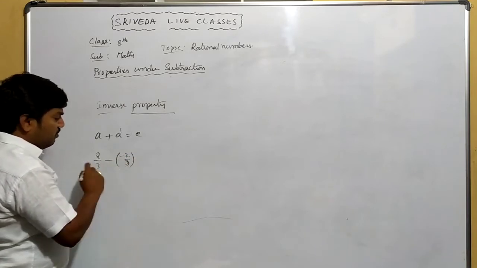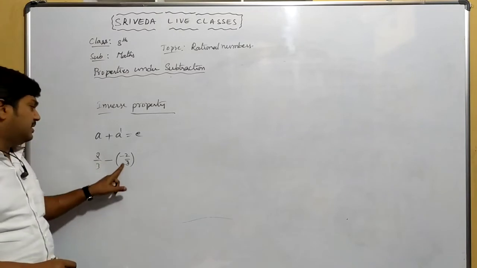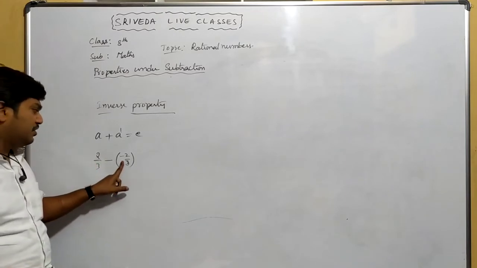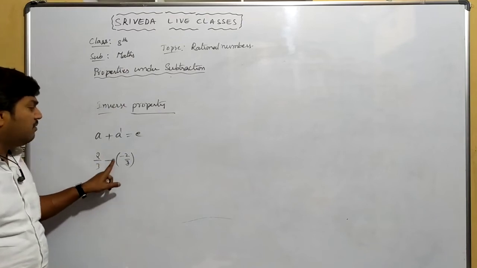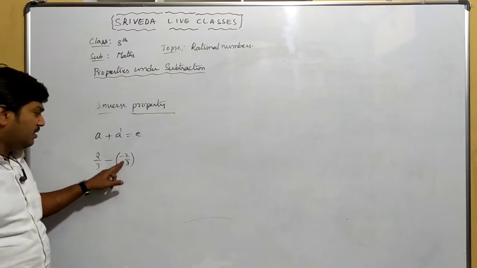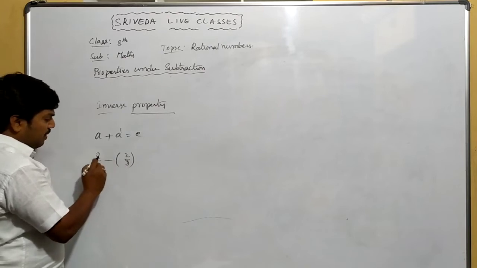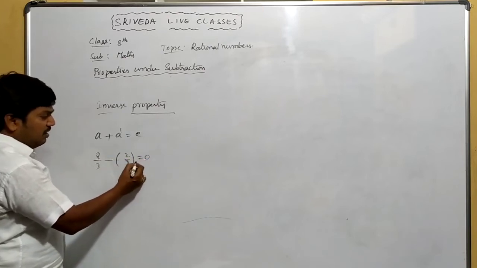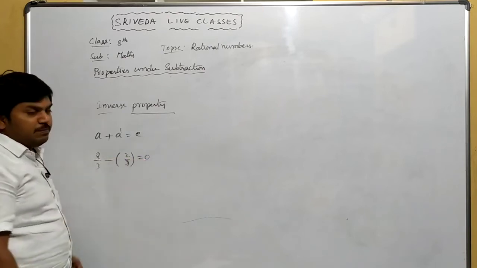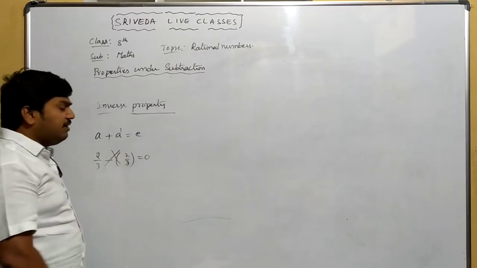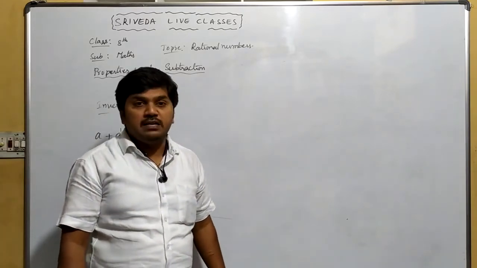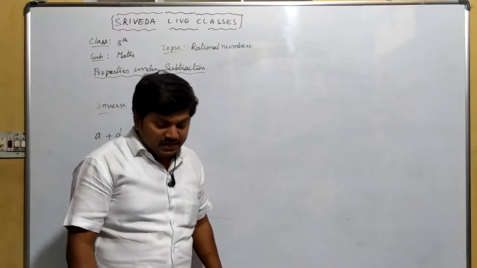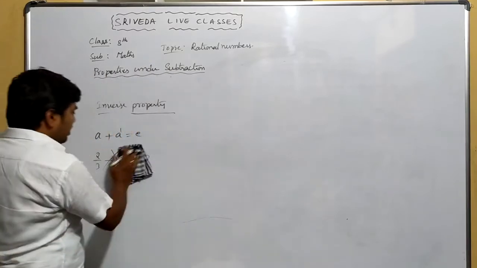See that? So the inverse is the opposite. If it is subtraction, the opposite of addition, here we'll get the same number. 2 by 3 minus 2 by 3 equals 0. But here the opposite should be there. So that's why the inverse property does not exist in subtraction. Inverse property does not exist under subtraction, right?